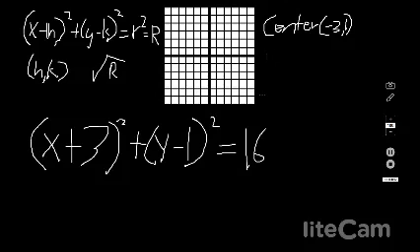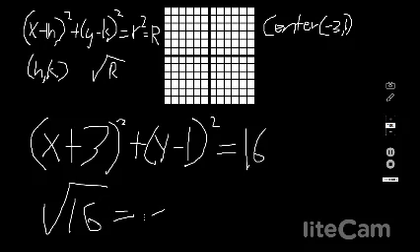So that's the center. The radius is pretty simple. You just take this whole number and find the square root of it. The square root of 16 is equal to 4. So the radius, I'm just going to say r up here, is equal to 4. With this information, you can pretty much just graph the circle.